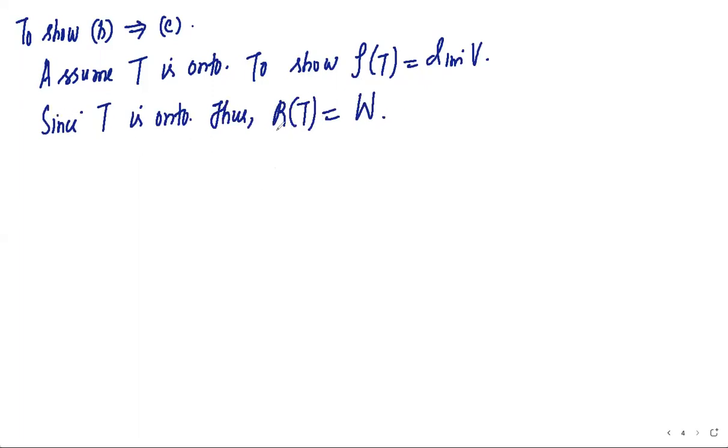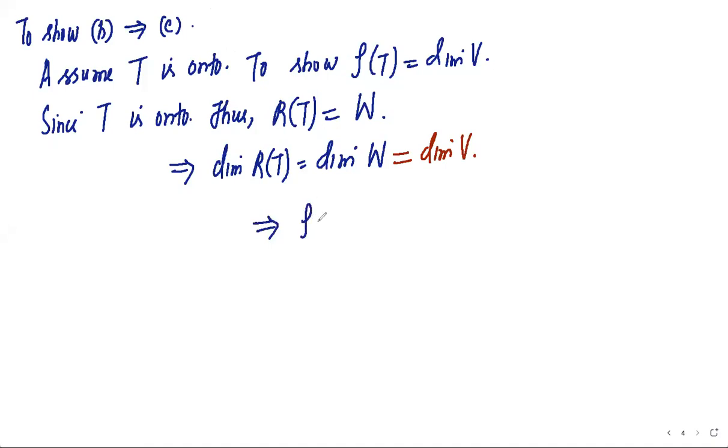ठीक है. So once we have range of T is equal to W, so this implies dimension of range of T is equal to dimension of W. Now what should be the next step? What we have to prove? We have to prove it is equal to dimension of V. हाँ, क्या होगा next step? Dimension of W is equal to dimension of V, given condition. So therefore, this implies rank of T is equal to dimension of V. ठीक है.